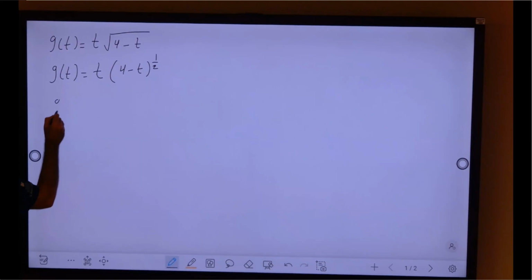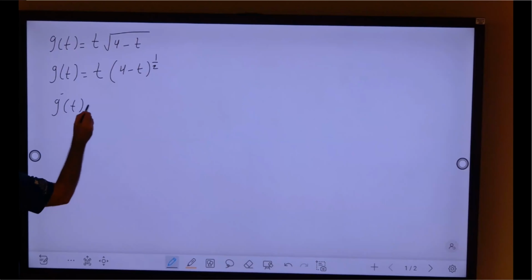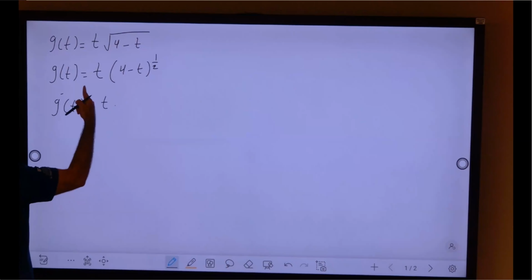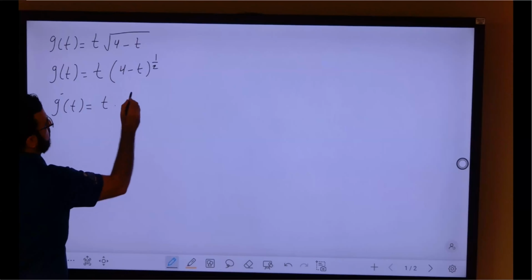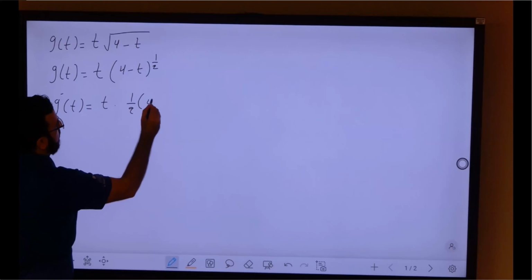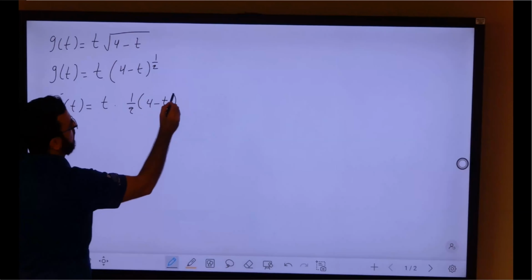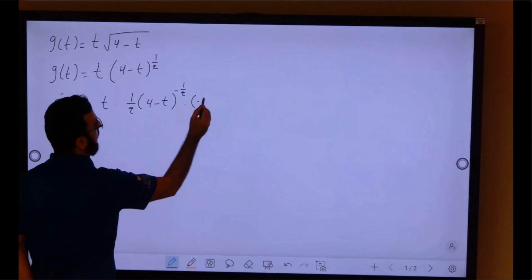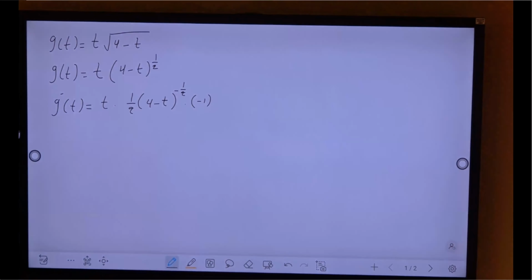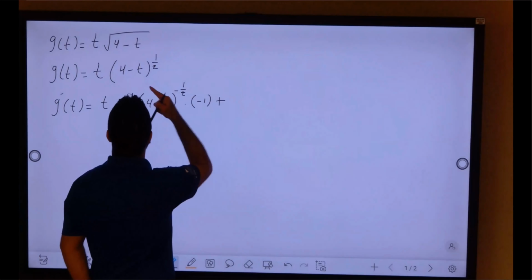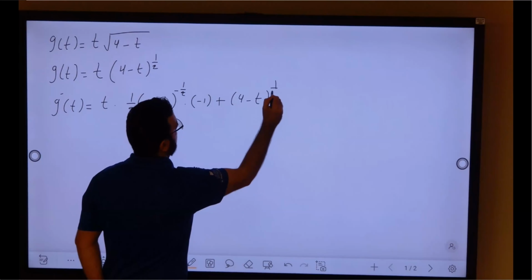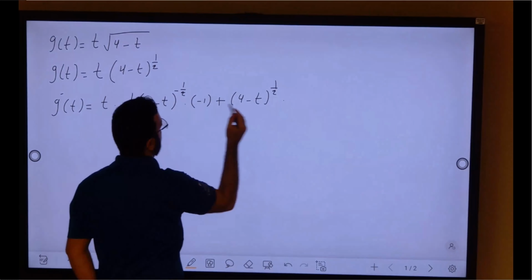Find the derivative. The derivative of T is going to equal the first one times... I'm going to use the product rule. The derivative here is going to be half times 4 minus T to the negative half times the derivative of the inside, which is negative 1, plus the second one, 4 minus t to the one half, times the derivative of the first one, which is 1.